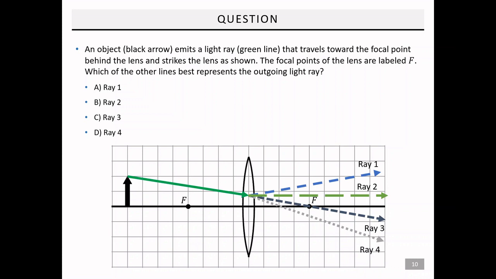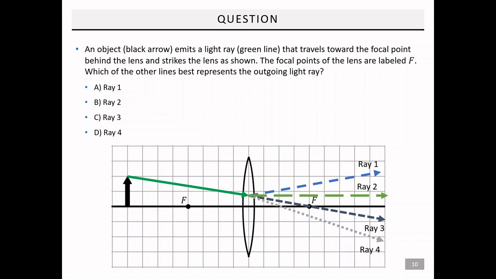Now there's two ways you can go about answering this question. The first way is the easy way. You just follow the ray as it's going toward the lens, and then you note that it's a converging lens, so you think about which direction the ray should bend after it refracts, knowing that a converging lens will always bend rays toward the center of the lens. That should give you the answer.